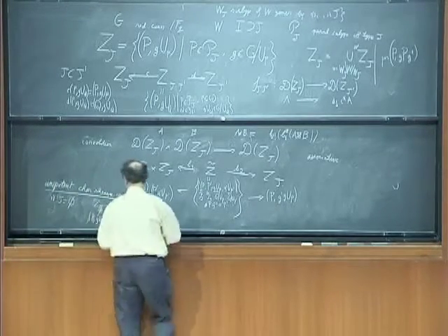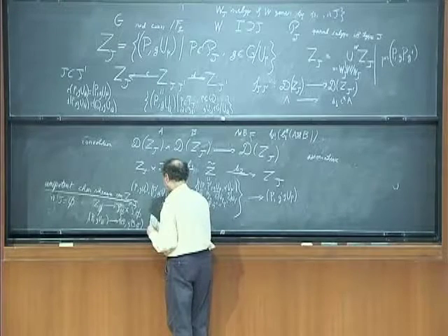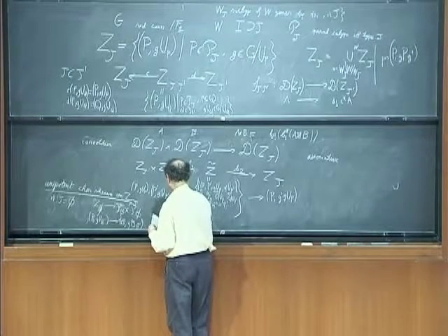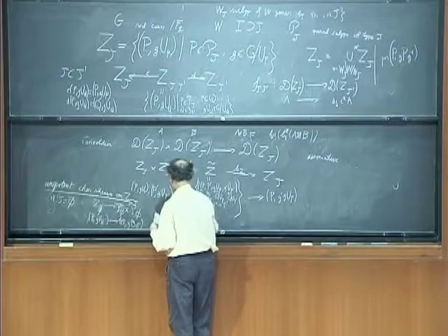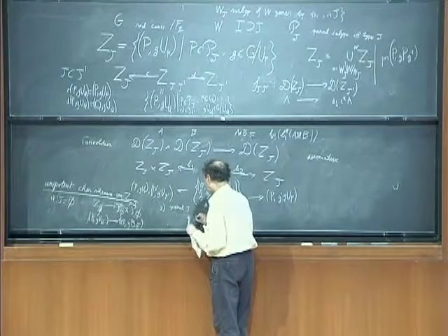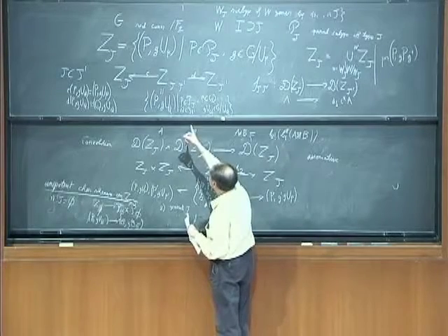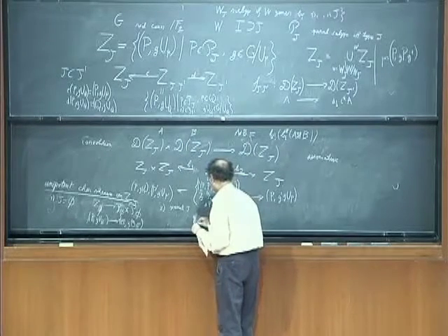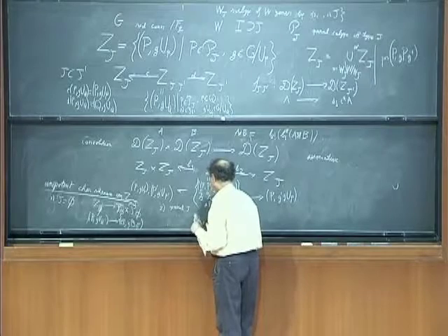Now, for general G, for general J, I apply this operation, this F induction, so F_empty J, to some unipotent character sheaf.